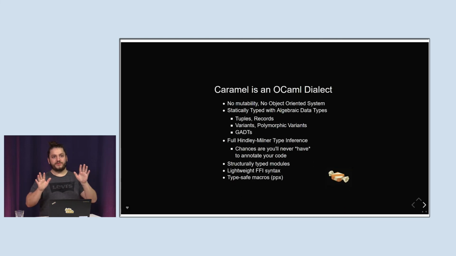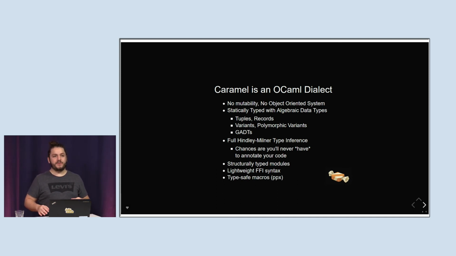All right, so last of the slides, and we get right into what Caramel actually is. Caramel is an OCaml dialect. That means that it has no mutability and no object-oriented system. So it's OCaml, but it's not all of OCaml. It's changed. It's a reduced set of that, right?